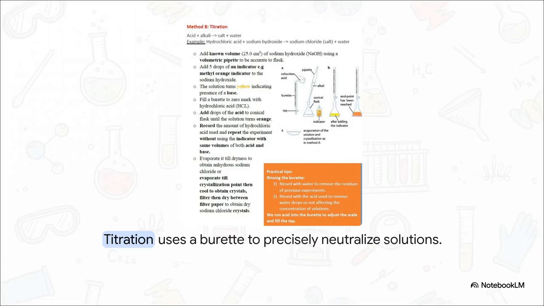But wait, what if both our acid and our alkali are soluble? Well, we can't exactly filter out the excess then, can we? So we pivot to method B, which is titration. We use a highly precise long glass tube called a burette to carefully drop acid into a known volume of alkali in a flask below. We add an indicator like methyl orange, which changes color the exact millisecond the solution is perfectly neutralized. Oh, and a quick pro tip here, always rinse your burette with your acid first, not just water, so you don't accidentally dilute your concentration. Trust me on that one.